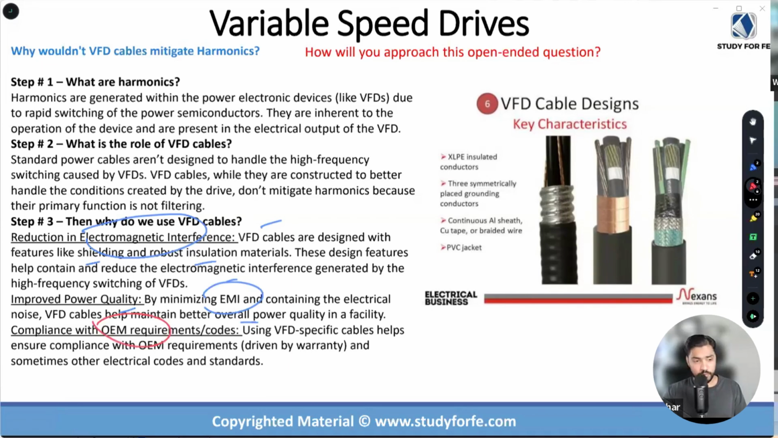Now, the final reason why we want to use the VFD cable, and in a lot of cases, I've been on multiple projects where ultimately it is the OEM requirement. It all comes down to, you're purchasing this VFD, which is $100,000, correct? And if you want to keep the warranty for 5 years, 3 years, or whatever the timeline is, we want you to purchase the specialty VFD cables.